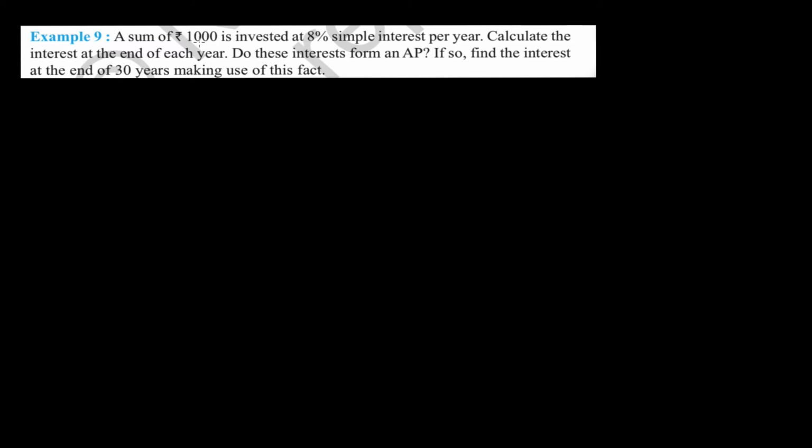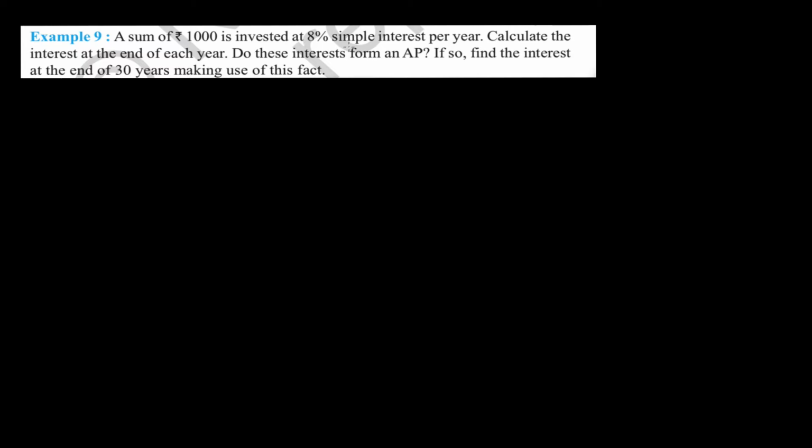So if you deposit rupees 1000 and the rate is 8% per year, at the end of 1 year you will get the interest as 8% of rupees 1000, which is equal to rupees 80. 8 by 100 into 1000. So at the end of the first year you will get rupees 80 as interest. So you'll have your principal amount 1000 plus rupees 80.